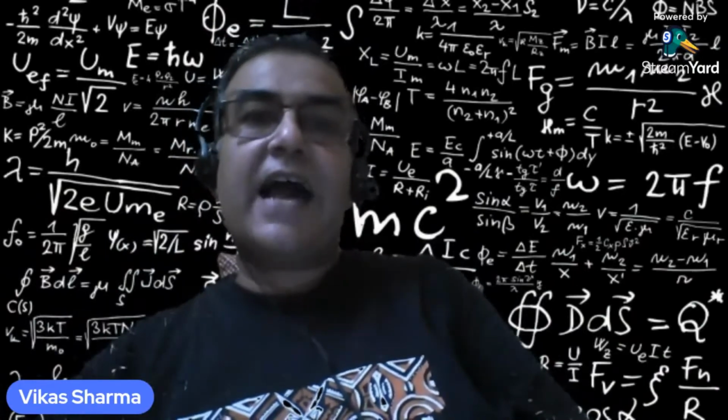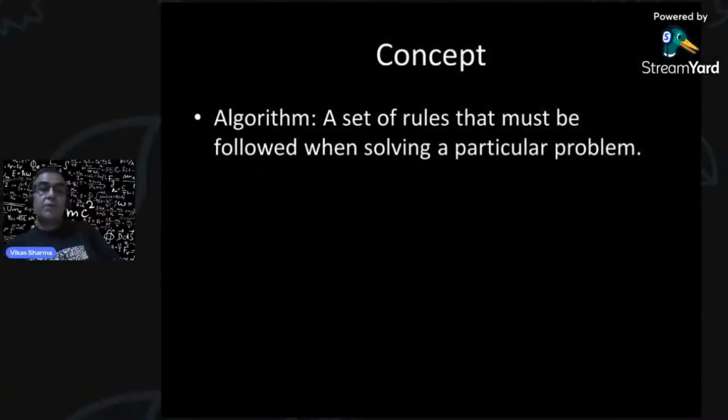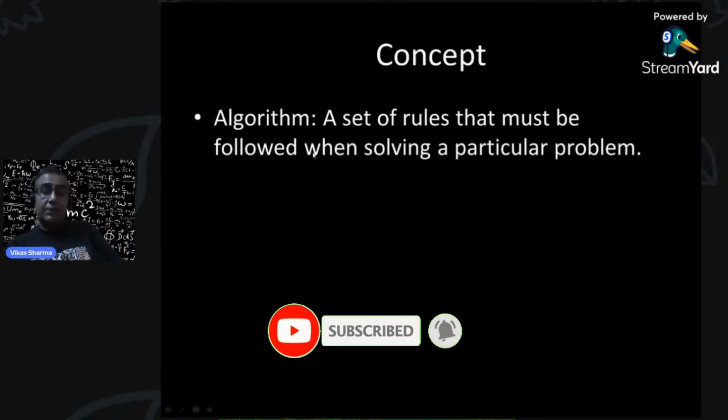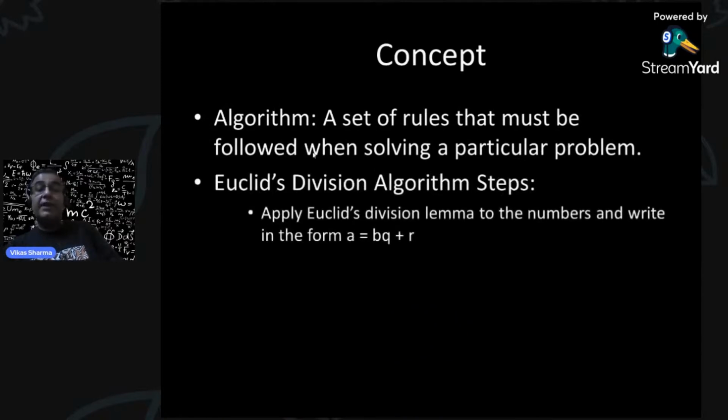Now similarly, there's an algorithm or a recipe for everything. So if we understand the recipe for division, we'll understand how we can solve a particular problem. The steps involved are that we apply the Euclid's division lemma to the numbers and write them in the form A is equal to BQ plus R, where A is the greater number out of the two and B is the smaller number. So it can always be written in the form BQ plus R, where R is greater than or equal to 0, but less than B.